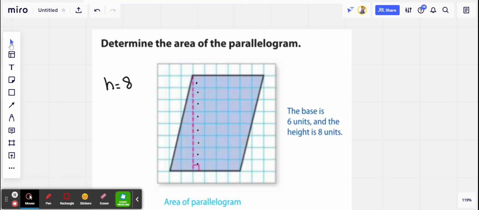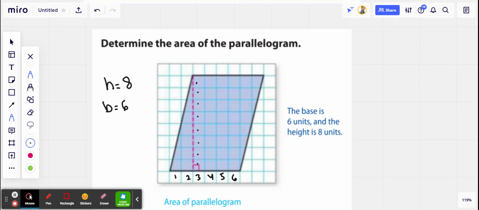And our base here, what's our base going to be? Well, we would just count. 1, 2, 3, 4, 5, and 6. Okay, so our base equals 6, and our height is 8.